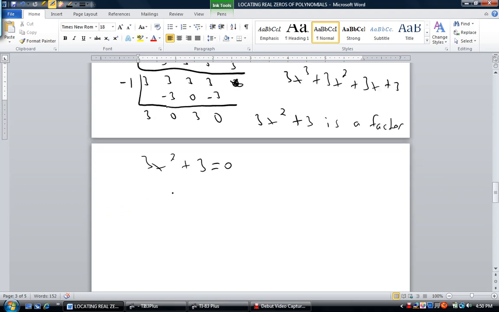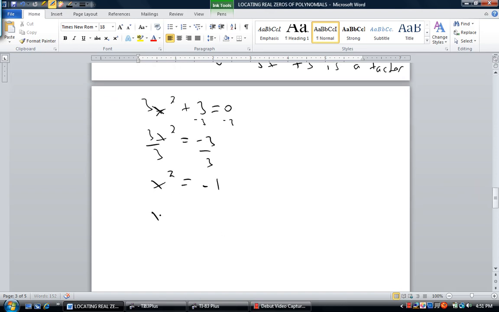Now here's how we're going to solve this. You can use the quadratic formula because we have it as x squared now. I don't recommend that, but you can. I'm going to do something else. I'm going to subtract 3 from both sides. And then divide both sides by 3 to isolate x squared. And we get negative 1.